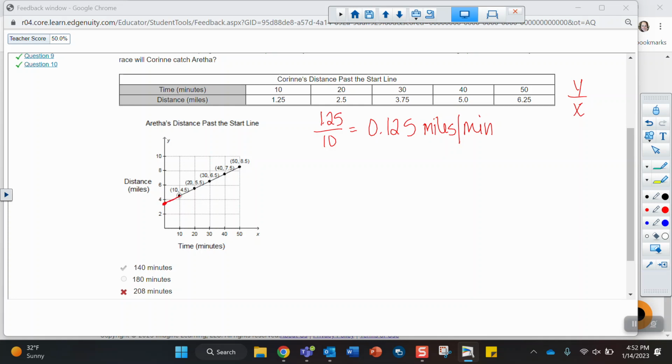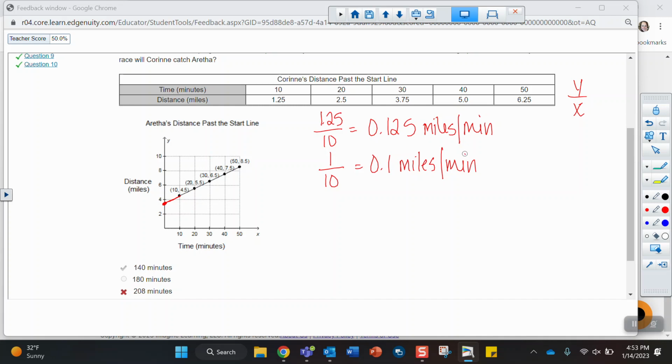If we talk about what her rate is, how many miles she runs in a minute, we can see that it takes her 10 minutes to run a mile. So from 4.5 miles to 5.5 miles, she went from 10 to 20 minutes. I'm just looking at those ordered pairs. So her rate, 1 mile every 10 minutes, is 0.1 miles per minute.